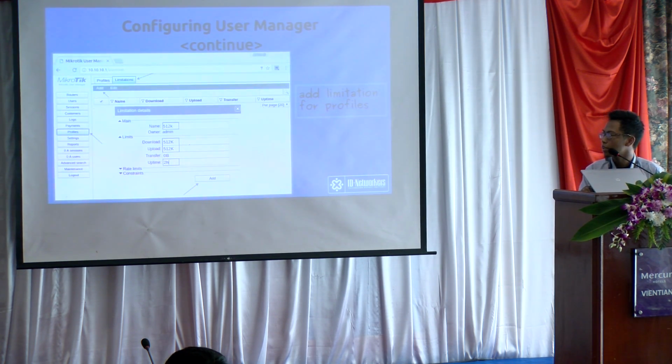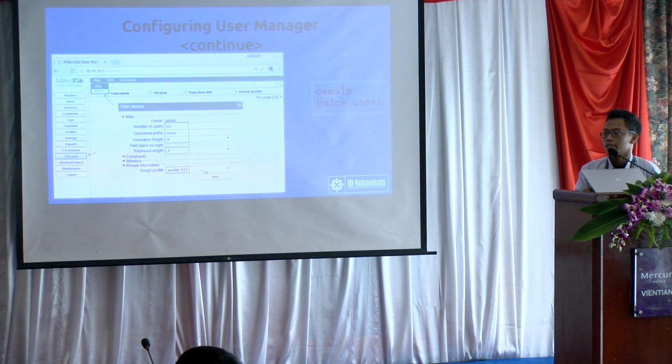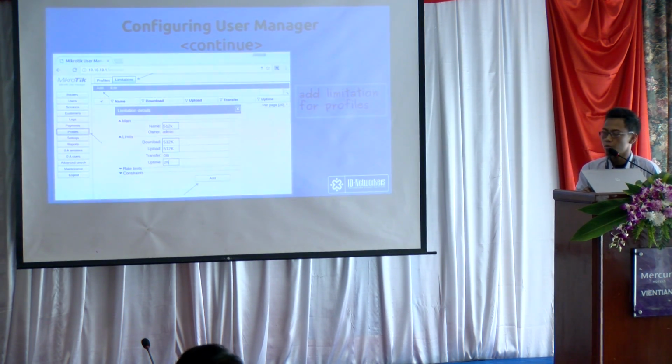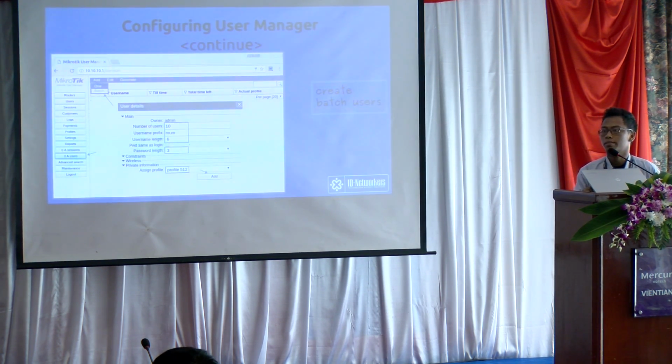And after create a limitation profile, we can assign that limitation profile to the profile. Because if we create a user, there is no limitation profile menu. There is just profile. So we must create a profile first. After that, we have to create a user. So the first step is we must create a limitation first. The second step, profile, and the last step, we can create a user.